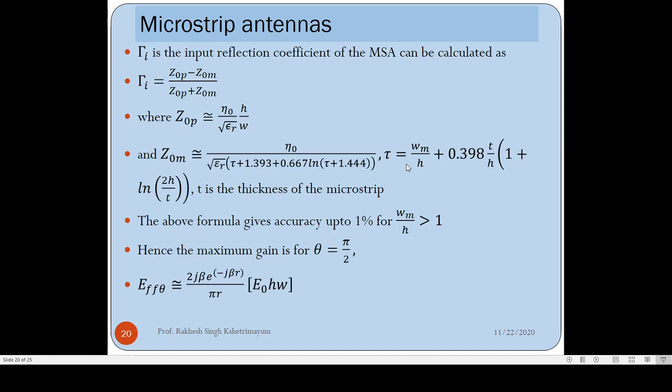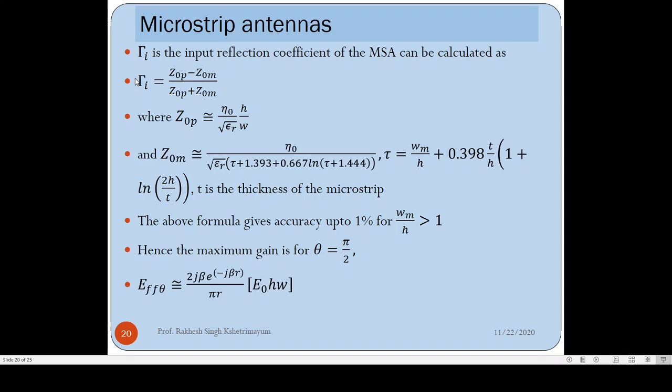of the microstrip line and the width of the microstrip line, and the height. Tau can be calculated as Wm by H plus 0.398 T by H, into 1 plus natural log of 2H by T. Wm is the width of the microstrip line, H is the substrate height, and T is the thickness of the microstrip line. From here you can find the characteristic impedance of the microstrip line. From here you can find the characteristic impedance of the equivalent parallel plate transmission line of the microstrip antenna. From this relation you can find the input reflection coefficient.